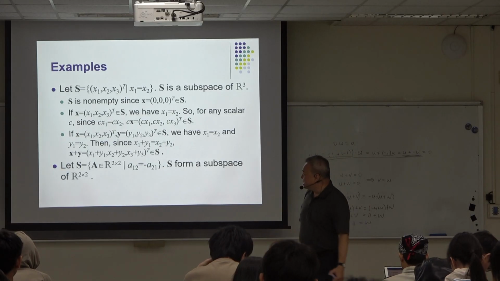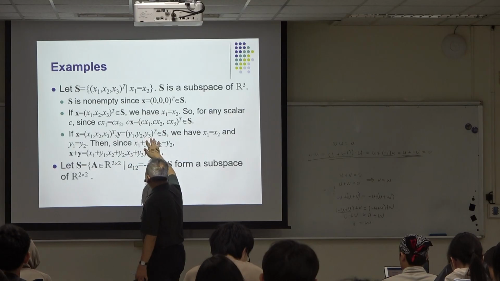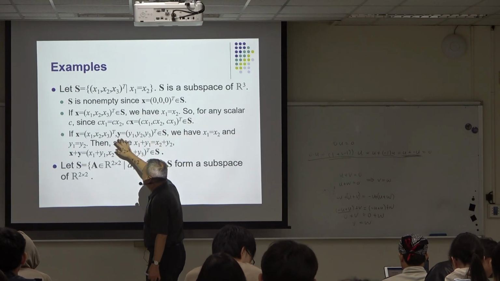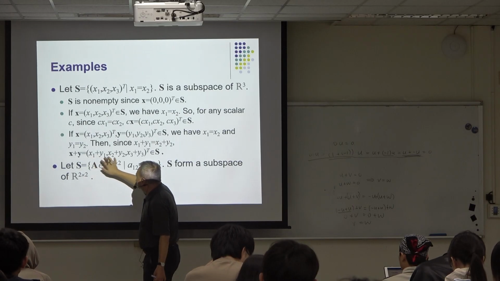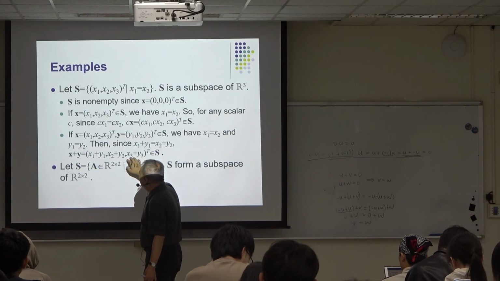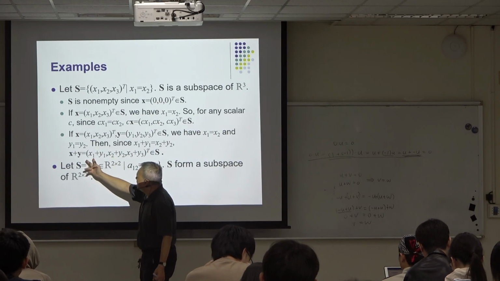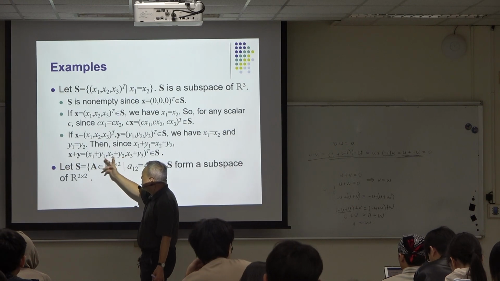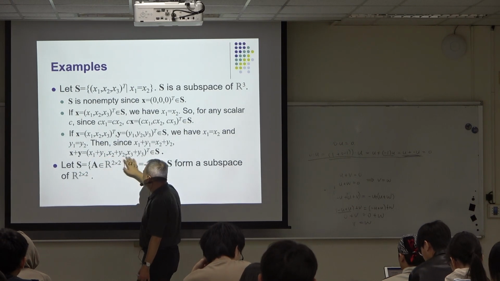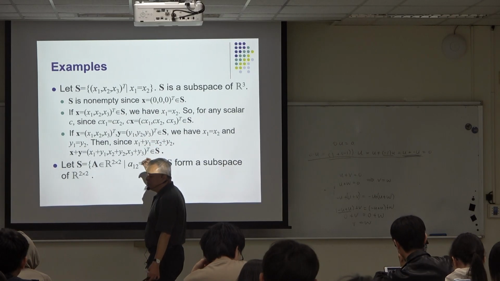So this S is closed under scalar multiplication. How about addition? If x is this one and y is this one, and you add these two, then x plus y is this one, right? Since we know x1 equals x2 and y1 equals y2, x1 plus y1 must equal x2 plus y2. So obviously x plus y belongs to S again. So it is closed under addition.